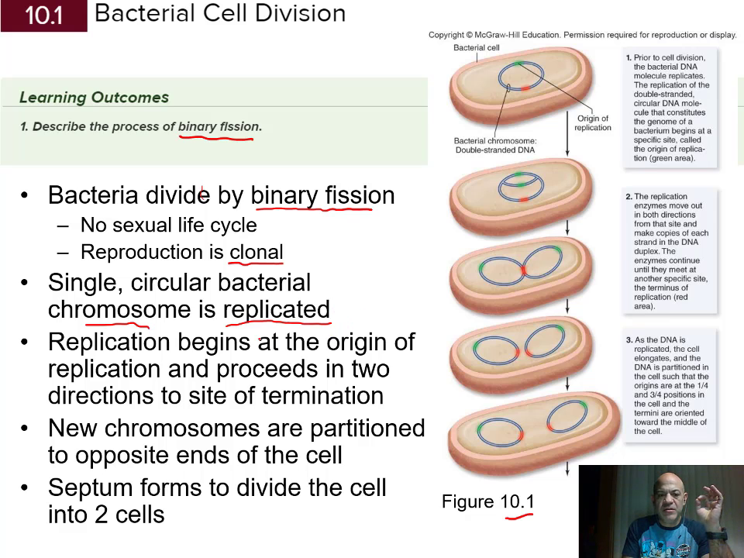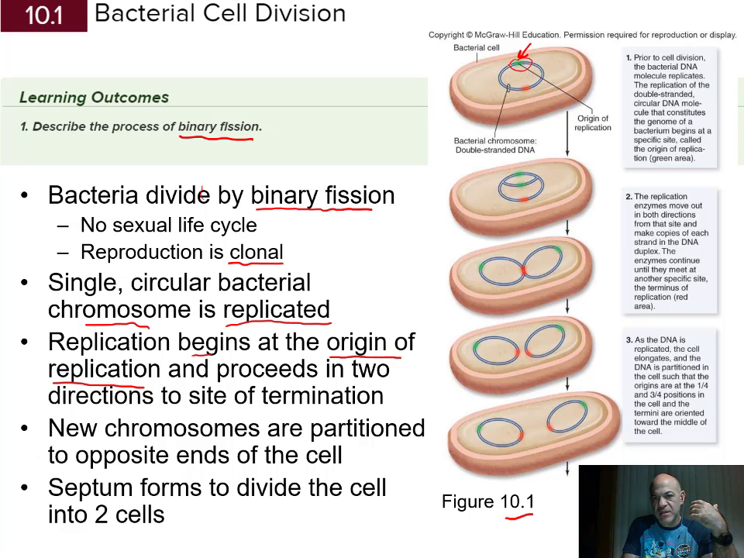So replication here is going to begin at a structure called the origin of replication, and in the model over here, that's going to be in green. So that's right up there. So there's your origin of replication. And here you're going to have the enzymes that replicate, or make copies of, your circular DNA. They're going to start at the origin, and they're going to take off in both directions.